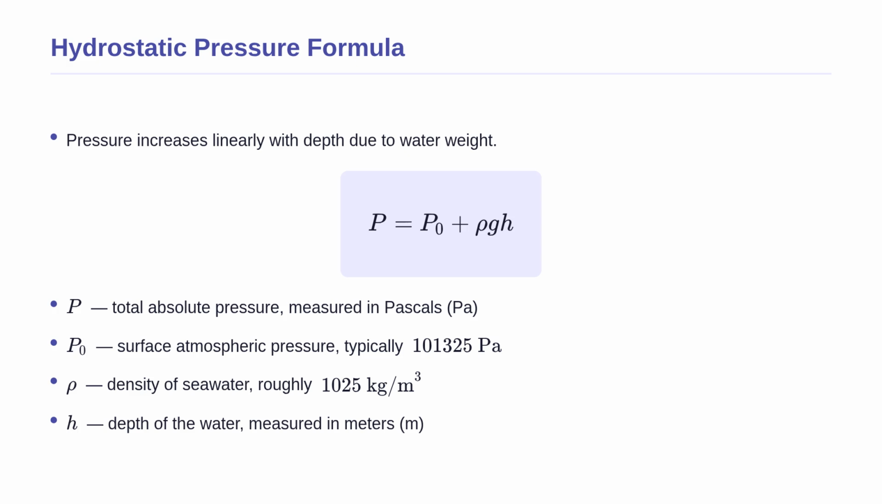In this equation, P represents the total absolute pressure in pascals. P0 is the atmospheric pressure at the surface. The Greek letter rho stands for the density of seawater. The symbol G is the acceleration due to gravity, and H represents the depth in meters. If the depth H increases, the total pressure P increases dramatically. Let us see how this works in a real scenario.